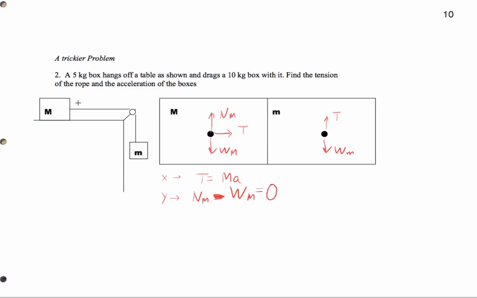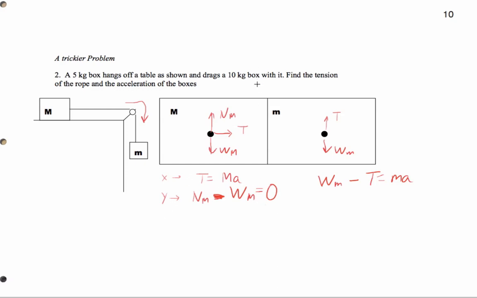Now, we know that big M moves forward and little m moves down since we don't have any friction. So I'm going to define downward as the positive direction. If I do that, then I'm going to have the weight of the little mass having a tug of war with the tension, and the effect is that little mass accelerates. Now let's go ahead and plug in some numbers.